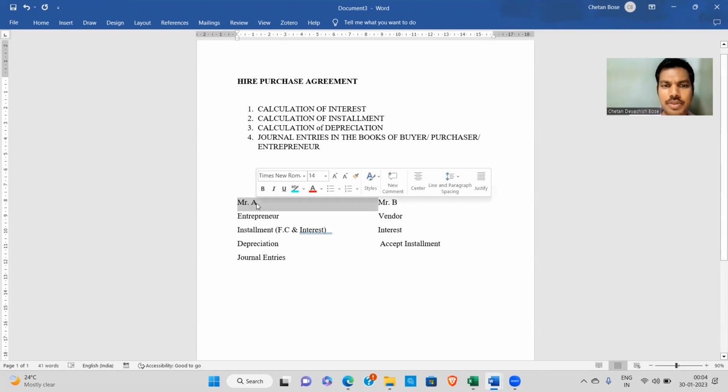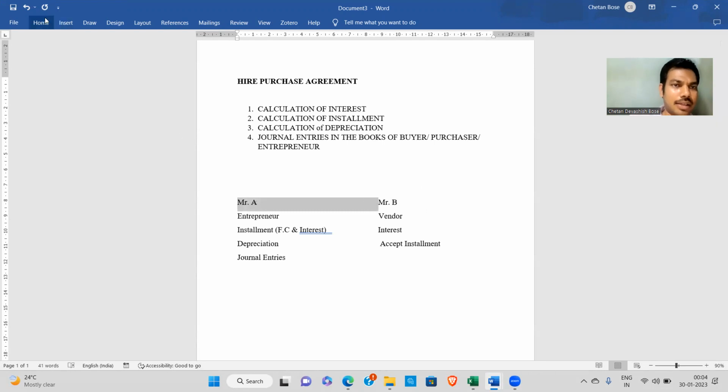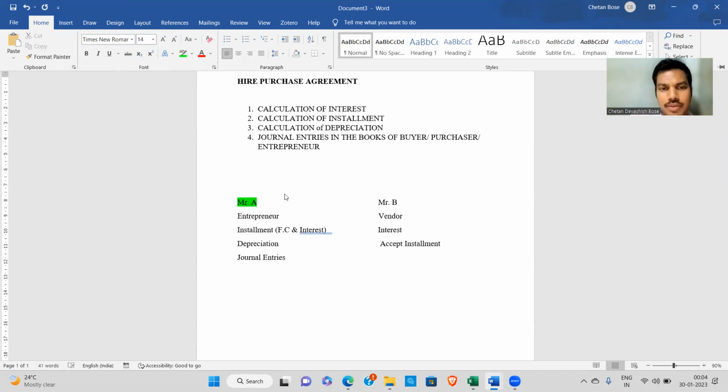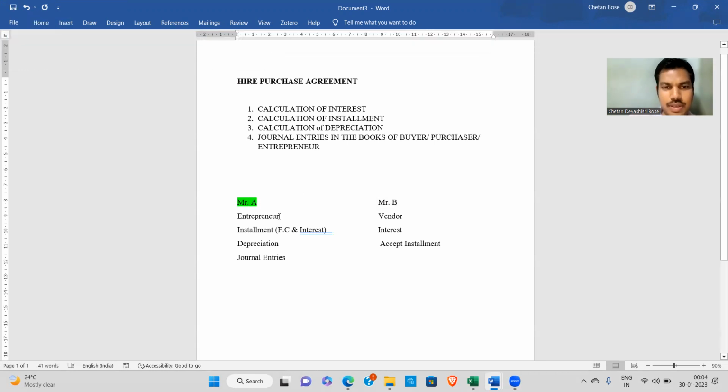We have two parties here, Mr. A and Mr. B. Let us highlight Mr. A in green. Well, Mr. A is an entrepreneur. He has his own business, but he is a new entrepreneur, wherein he doesn't have much creditworthiness in the market. So he cannot go for a huge loan. And all the funds that he had were invested in his business. However, he has realized that in order to boost his production or manufacturing, he has to go for a new asset.